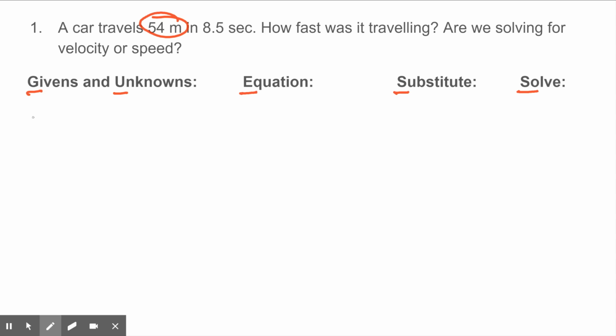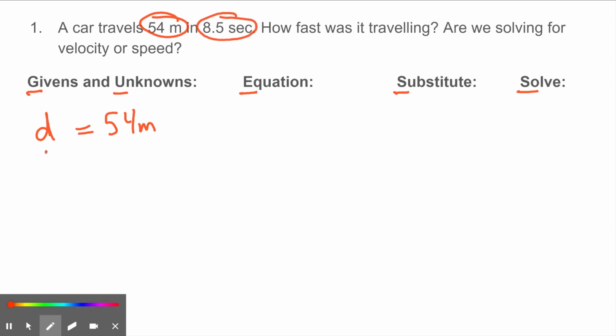54 meters. What is that? Thinking about the variables that you know, I know that that is a d, but let's figure out if it's distance or displacement. Do we have a direction? No. So this d stands for distance, but we're just going to leave it as the d. 8.5 seconds. Hopefully you realize that anything that is measured in seconds is a time.